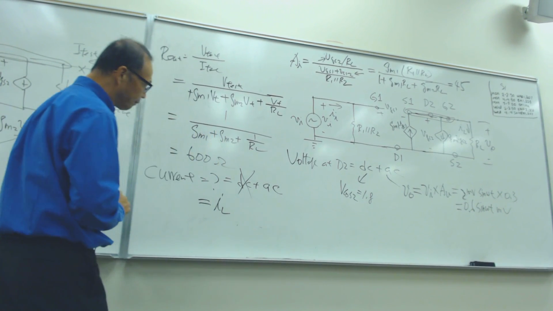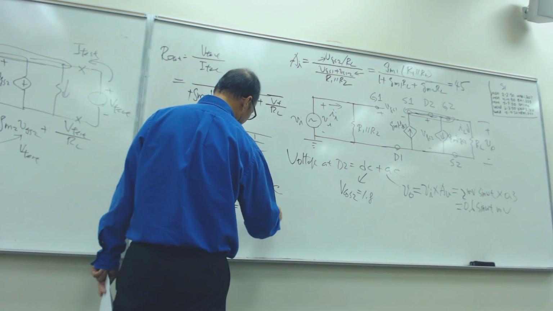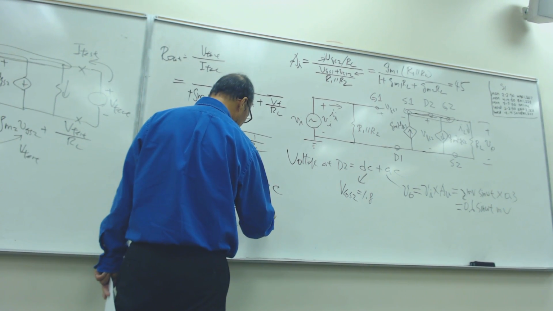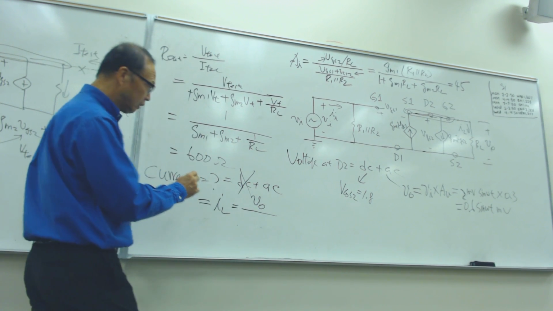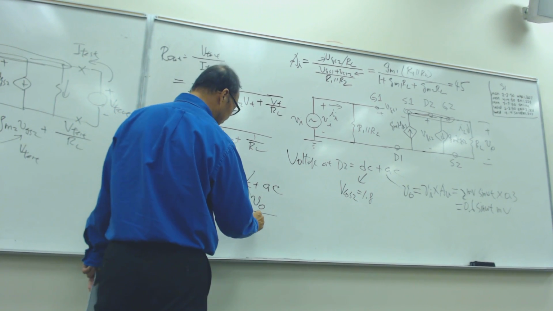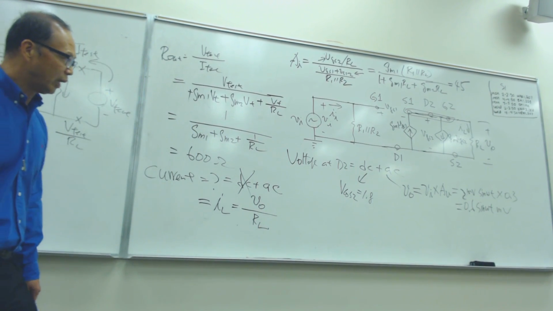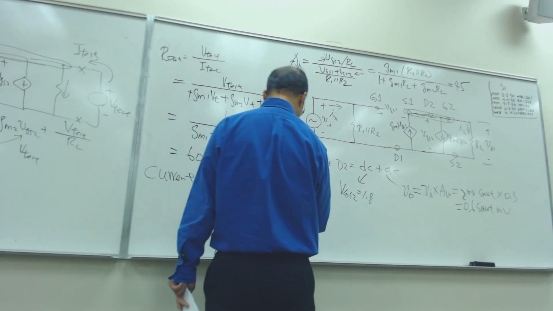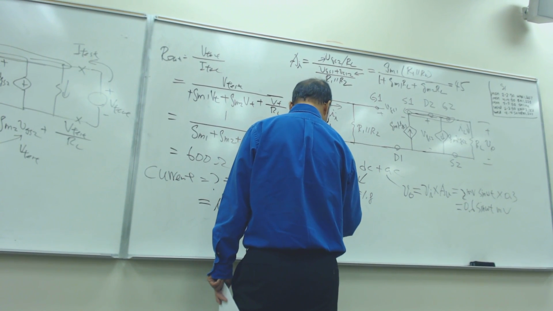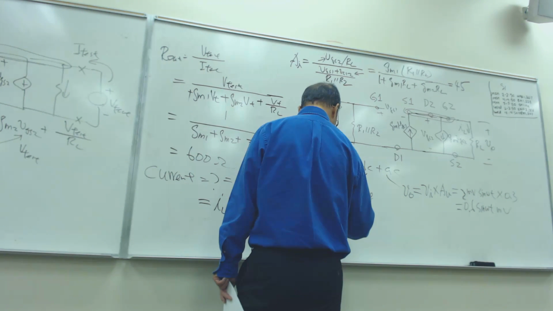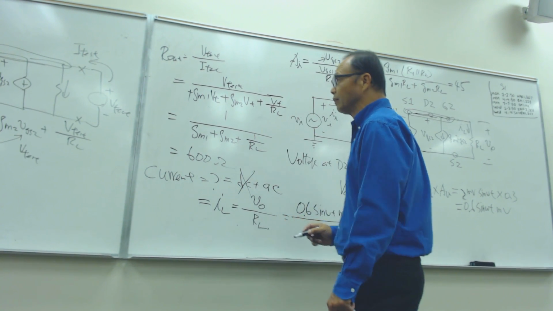I sub L. So you can do the following. You can say it's V sub O, the AC V sub O, okay? Divided by what? Divided by R sub L, correct? So what is AC V sub O? Right here, right? 0.6 sine omega t millivolt divided by whatever R sub L is.